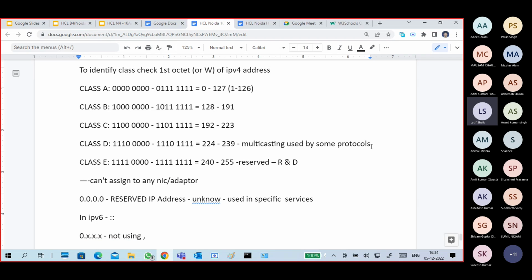It is a multicast, used by certain protocols only. We cannot assign it into a NIC. But these three are unicast addresses. We are using class A, class B, class C because these three are unicast addresses. But how to put this arrow kind of stuff? Drawing is not allowed here. Class A, B, C are unicast addresses.